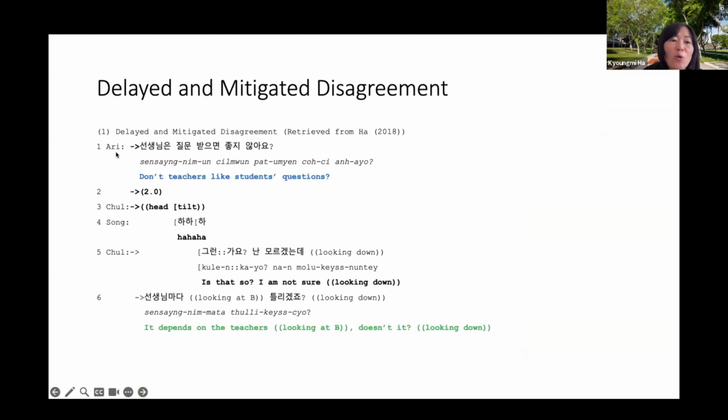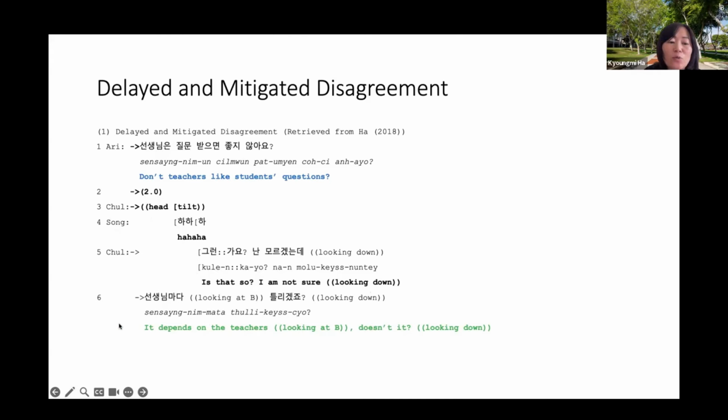I don't think anybody understands Korean here, but here is the transcription. In line number 1, Ari says, don't teachers like students' questions? In response to this assessment, you can see there are many forms of delay. In line number 2, there's a 2-second silence. In line number 3, we see a head tilt gesture. In line number 4, the speaker is laughing to mitigate the coming disagreement. And in line number 5, we see a delay in the expression, is that so? I am not sure. Again, the speaker is looking down to mitigate the coming disagreement.